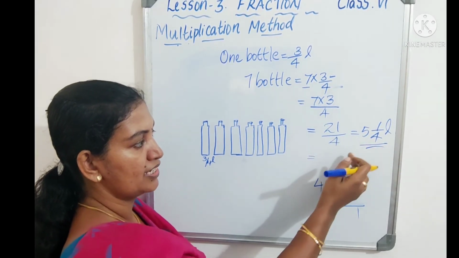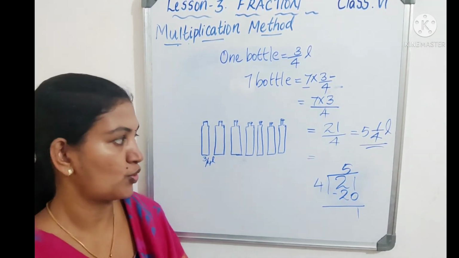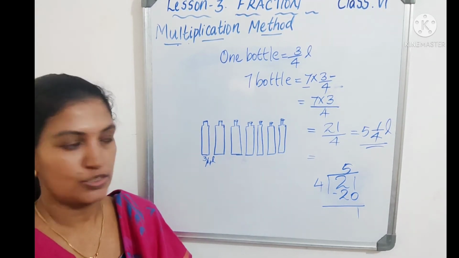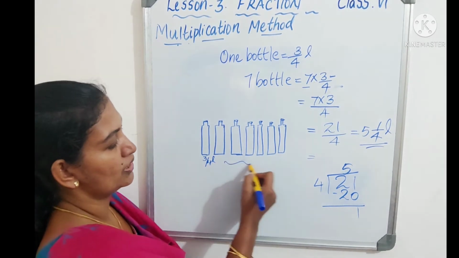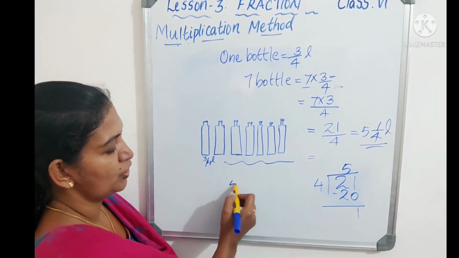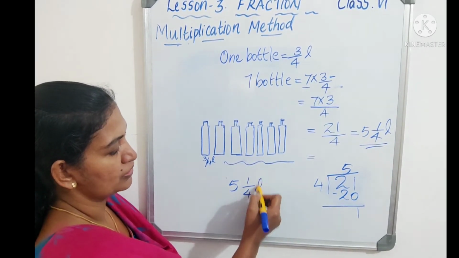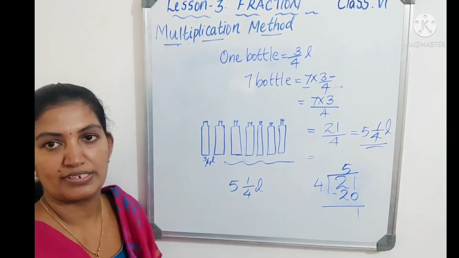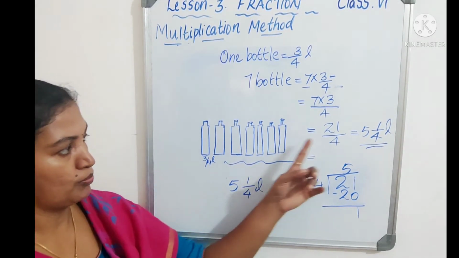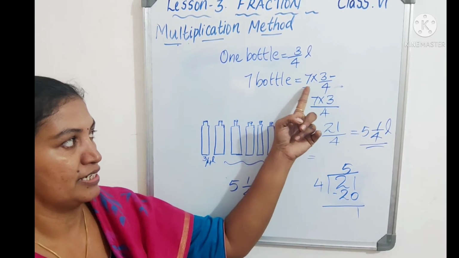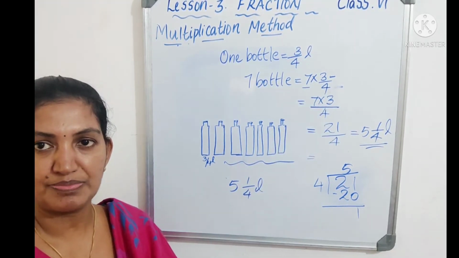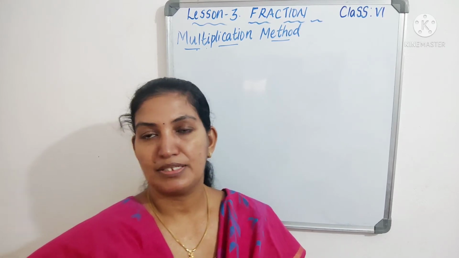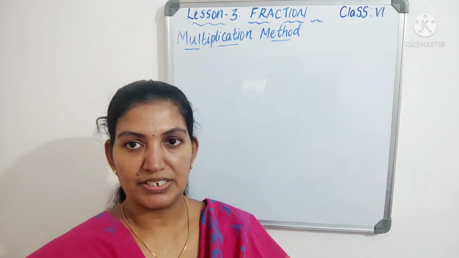After converting, we got 5 1/4 liters of milk in total. One bottle has 3/4 liter of milk, and the 7 bottles together have 5 1/4 liters of milk. Understood all of you? How to multiply a whole number and a fraction? Multiply the numerators and write the same denominator. Okay, next we will discuss some questions from page number 32.